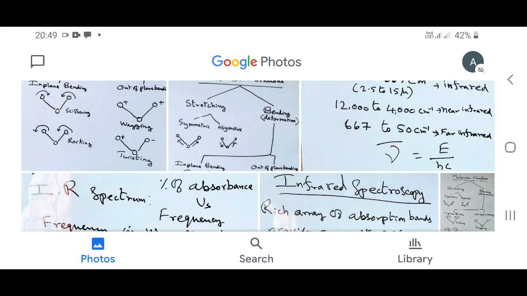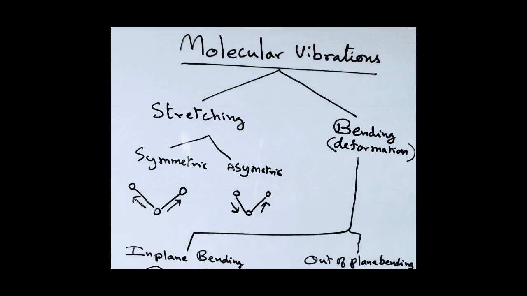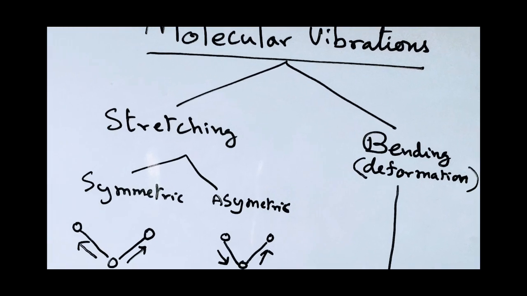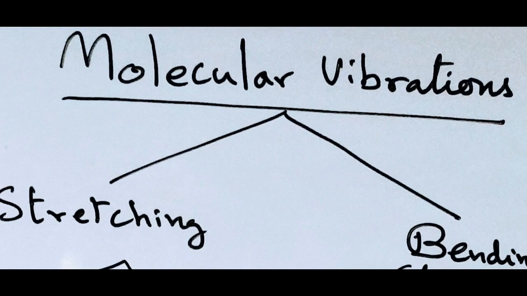Now, let us see the reasons for the absorption of electromagnetic radiation. We know that in UV visible spectroscopy, the reason for the absorption of electromagnetic radiation is electronic transitions, promotion of electrons from the HOMO to the LUMO. It requires energy, so the molecule absorbs energy and electrons are promoted.